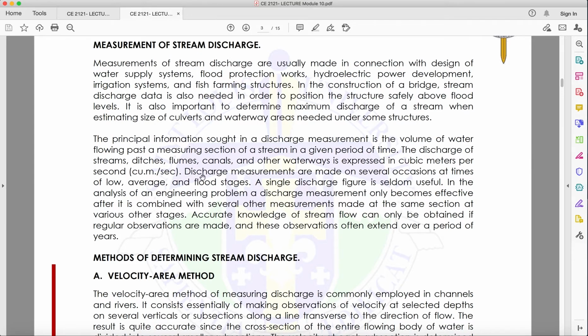Discharge measurements are made on several occasions at times of low, average, and flood stages. A single discharge figure is seldom useful. In the analysis of an engineering problem, a discharge measurement only becomes effective after it is combined with several other measurements made at the same section at various stages. Accurate knowledge of stream flow can only be obtained if regular observations are made.